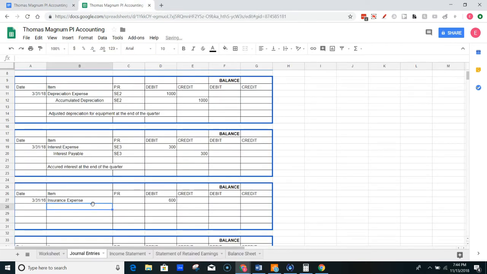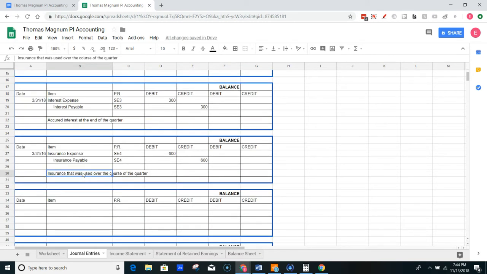And then I do my insurance payable, because it is my credit. That's going to be 600 there. I know these are both standard entries because it's going to be at the end of every single month. All of your adjusting entries are generally going to be standardized. So I do SE4. And then I jump down here and do, hey, this is my insurance that was used over the course of the quarter. Okay, something along those lines. As long as you're describing what actually happened, you should be in good shape on that.